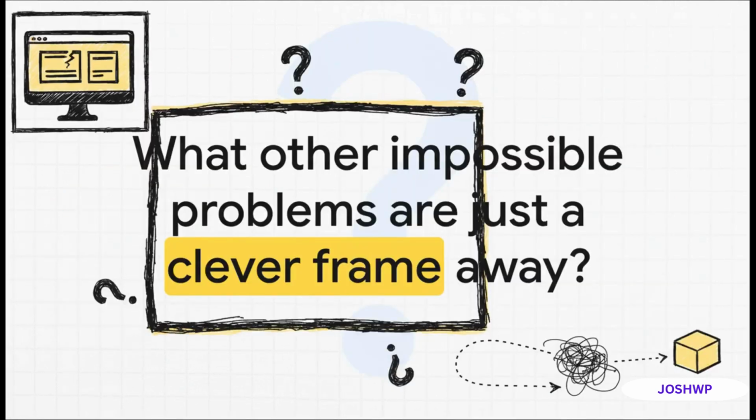And that kind of leaves us with one final thought. This whole problem felt impossible, but the solution was literally to just put a box around it. It really makes you wonder, what other impossible problems in tech or anywhere else are we looking at all wrong? What problems are just waiting for the right frame?